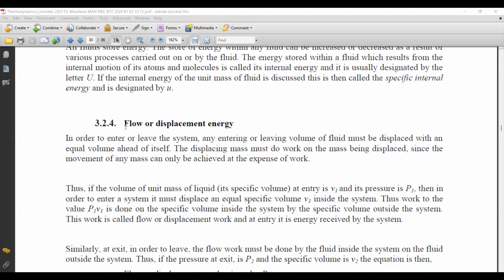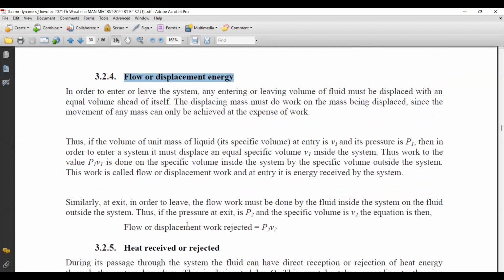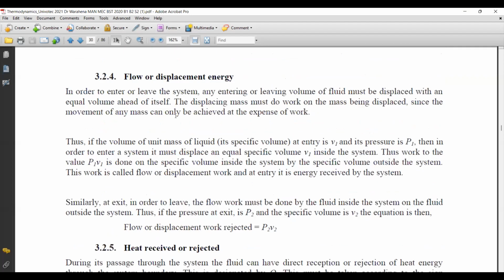See, flow work or flow or displacement energy. Okay. So you can try to understand flow or displacement work. Okay, in and out. So you should go through this. Okay, and try to understand. Also with the help of daily note.